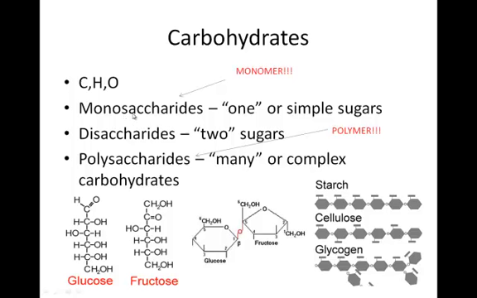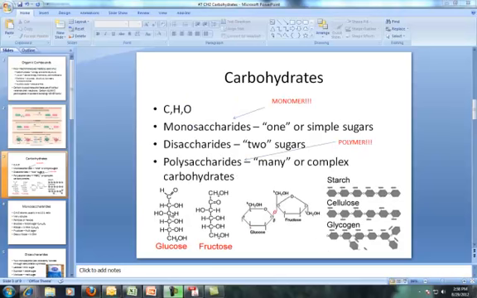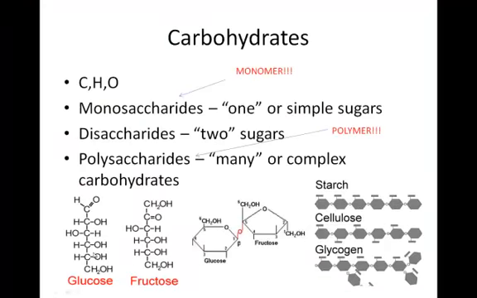If we take a monosaccharide and hook it onto another monosaccharide, we get a disaccharide. If we put many monosaccharides together, we get polysaccharides. So we call this the monomer and the polysaccharide the polymer. So down here we have monosaccharides, disaccharides, and polysaccharides. Glucose and fructose are examples of monosaccharides. This is sucrose, an example of a disaccharide, and starch, and cellulose, and glycogen are examples of polysaccharides or the complex carbohydrates.